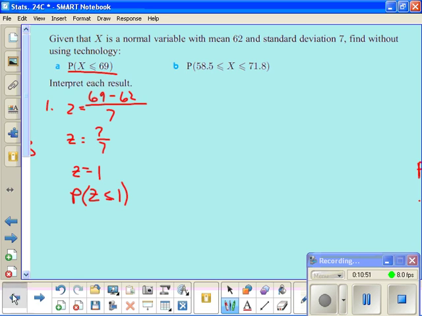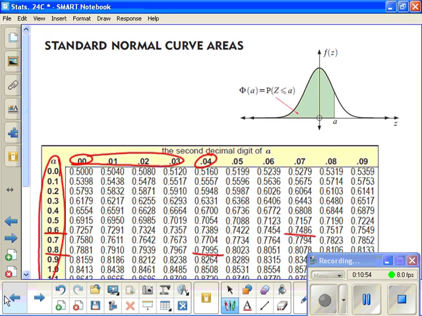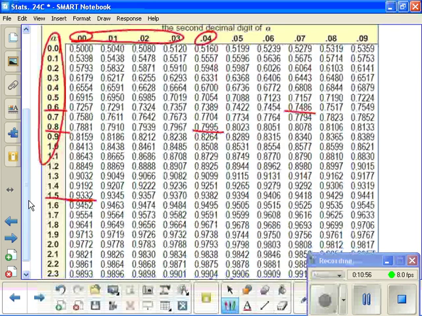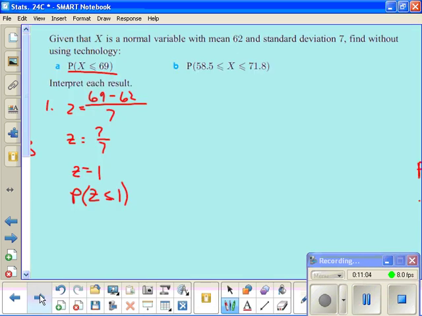If I go to my table, Z is 1, 0.8413. So 0.8413 is the percentage for the Z-score. What does that mean? 84.13% of the data is 69 or less.